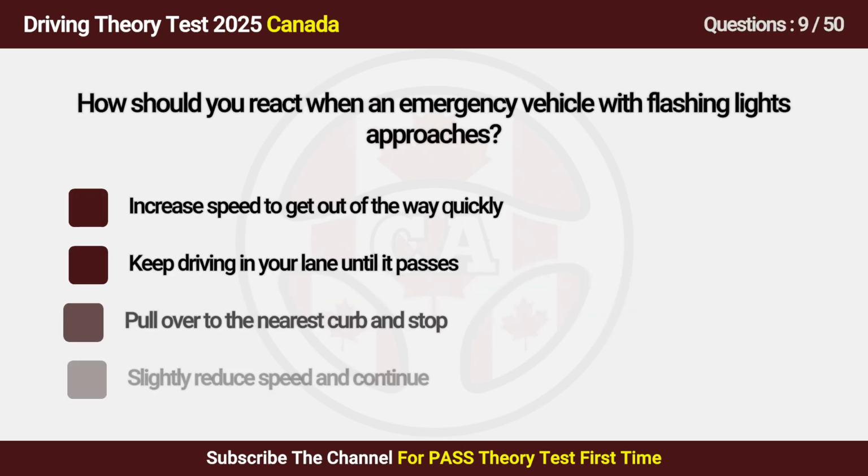Question 9. How should you react when an emergency vehicle with flashing lights approaches? A. Increase speed to get out of the way quickly. B. Keep driving in your lane until it passes. C. Pull over to the nearest curb and stop. D. Slightly reduce speed and continue.